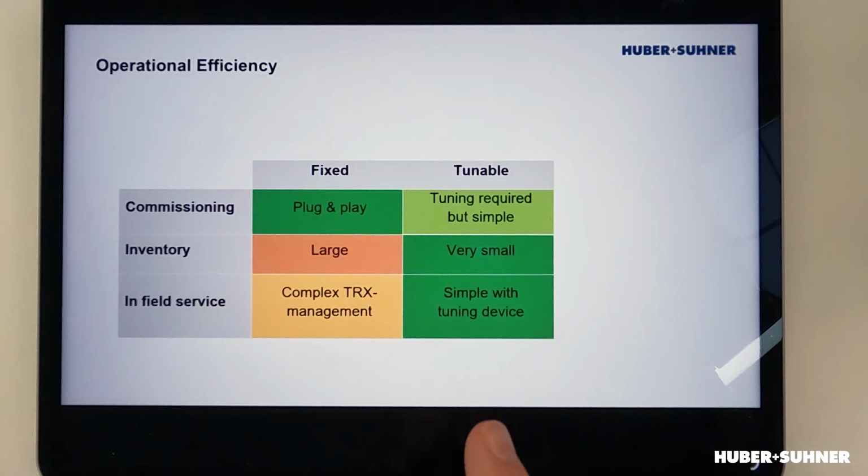Now, the tunable transceivers have the big advantage that we've only got the one hardware. That means we have a very small inventory, and also the service in the field becomes relatively simple, because we need to have that one type of transceiver, and then we need to tune it to the wavelength of the transceiver that we want to replace.